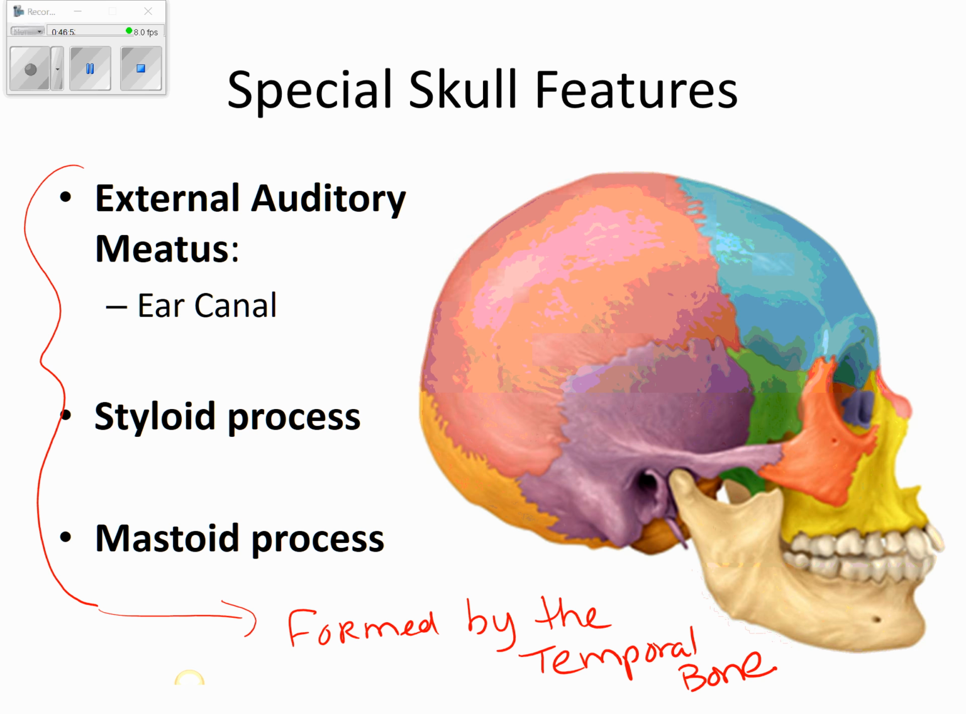Okay, so the external auditory meatus can also be called acoustic meatus, and that's just the ear canal. And it's hard to label that one. Okay, so there it is. This pointy one down here is going to be your styloid process. I'll abbreviate it SP. MS for mastoid process. That would be the process here located on the other side.